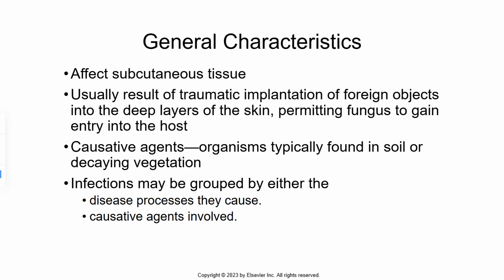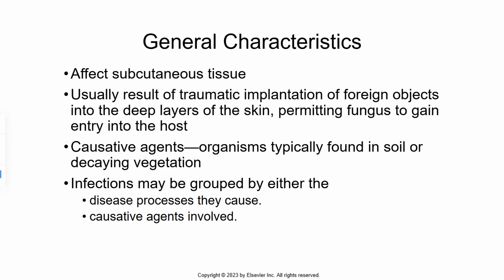So we have the superficial, which is just on the surface of the body, the cutaneous, which affects the layers of the skin, and then we have subcutaneous, which can affect all the way through the skin to the underlying layers, the fat tissue, or underneath the layers of the skin. Usually a result of traumatic implantation of foreign objects into the deep layers of the skin, permitting the fungus to gain entry into the host.